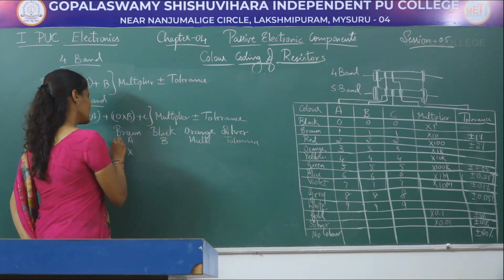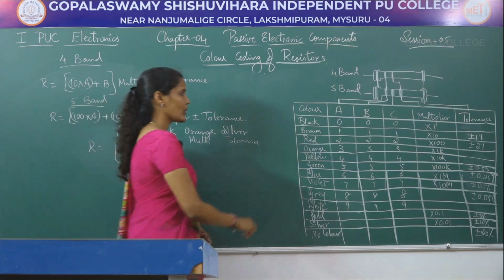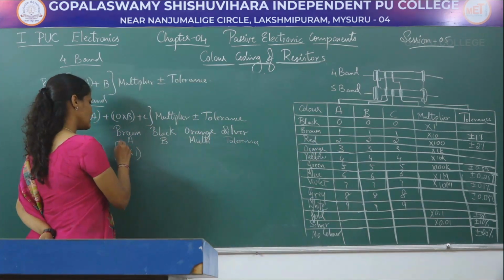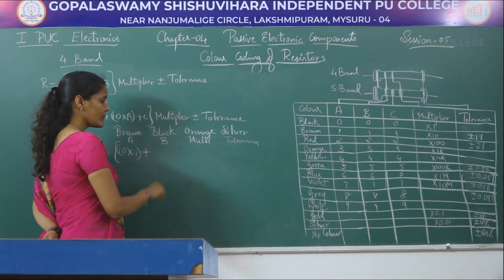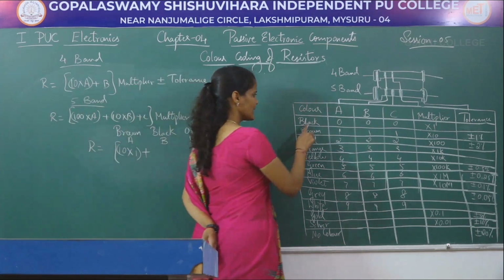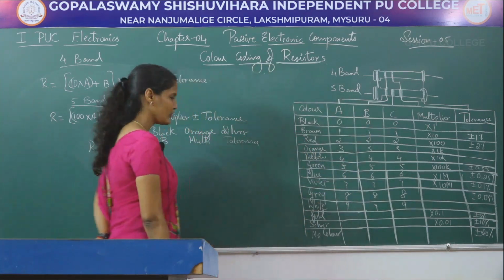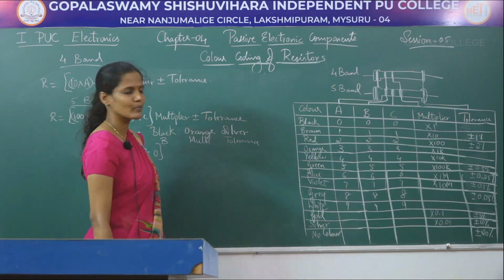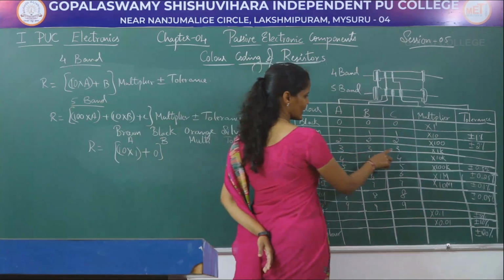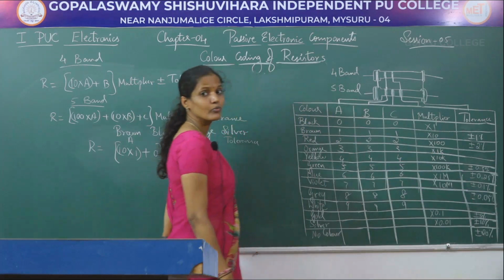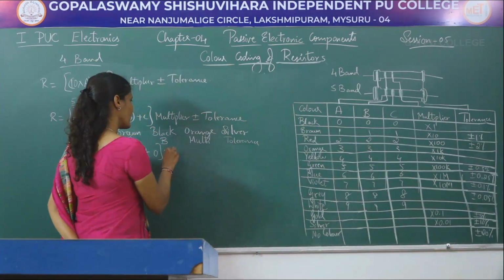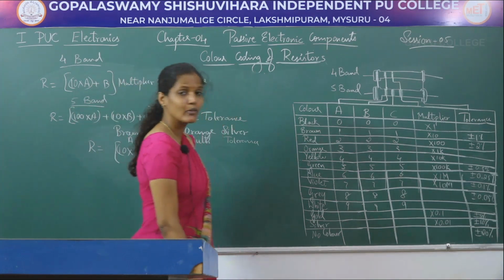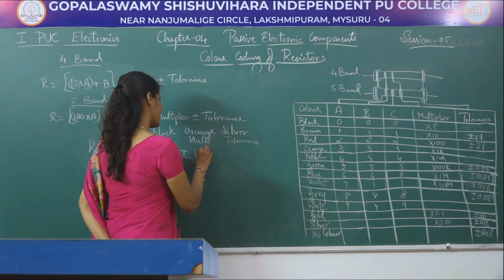10 into the value of A. The value of A corresponding to brown is equal to 1. So 10 into 1, plus the value of B corresponding to black, which is equal to 0, so plus 0. And the value of the multiplier corresponding to orange. Here I have orange, and the multiplier value is equal to 1 kilo. So into 1 kilo, plus or minus the tolerance value of silver, which is plus or minus 10%.